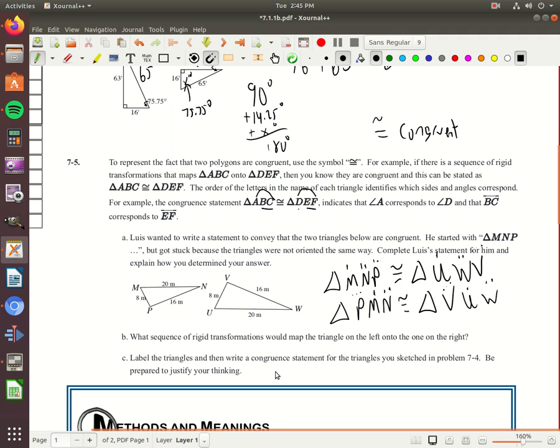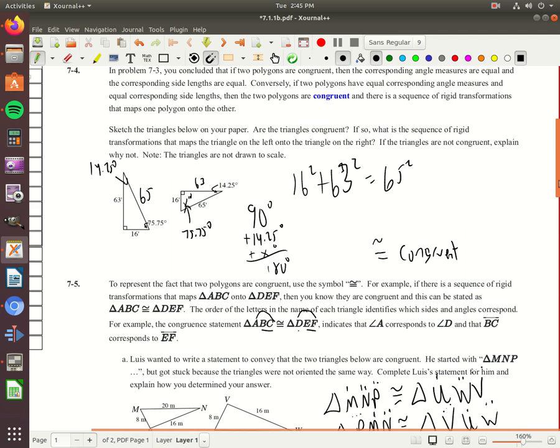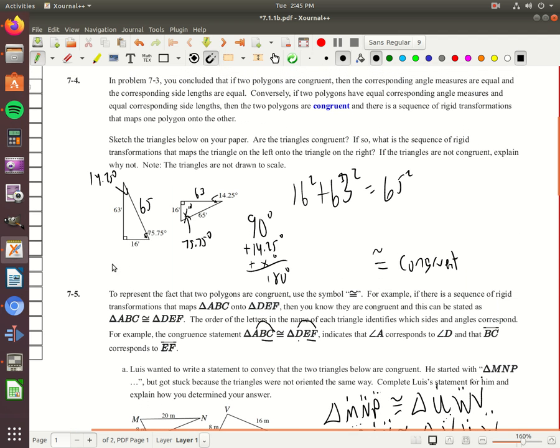Label the triangles and then write a congruent statement for the triangles you sketched in 7.4. So let's go back to 7.4 and I will name this E, F, G, and H, I, J. Again, it doesn't matter how I start my triangle congruent statement. It matters how I finish it. So I'll say G, E, F, just to be a pest. G is across from 63. So which one's across from 63?